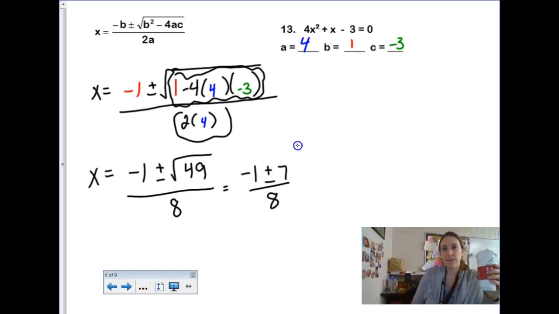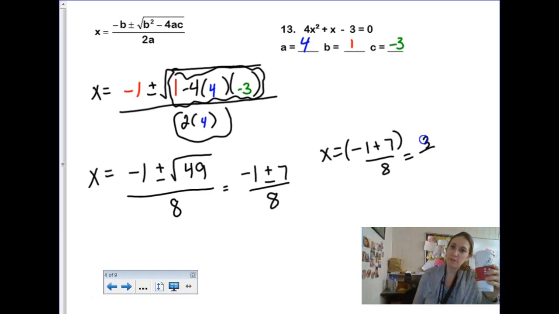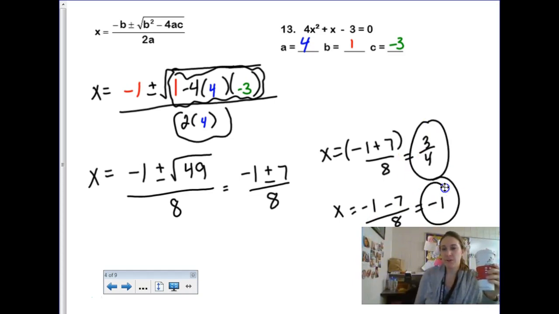Now since you no longer have an irrational answer, you have two rational answers, I want you to go ahead and find them. The first one being negative 1 plus 7 over 8, which is, and remember if you're typing it on your calculator, you need to use parentheses around that, but that's 6 over 8, which is 3/4. And then negative 1 minus 7 all over 8 is negative 8 over 8, which is negative 1. So two solutions you get are 3/4 and negative 1.